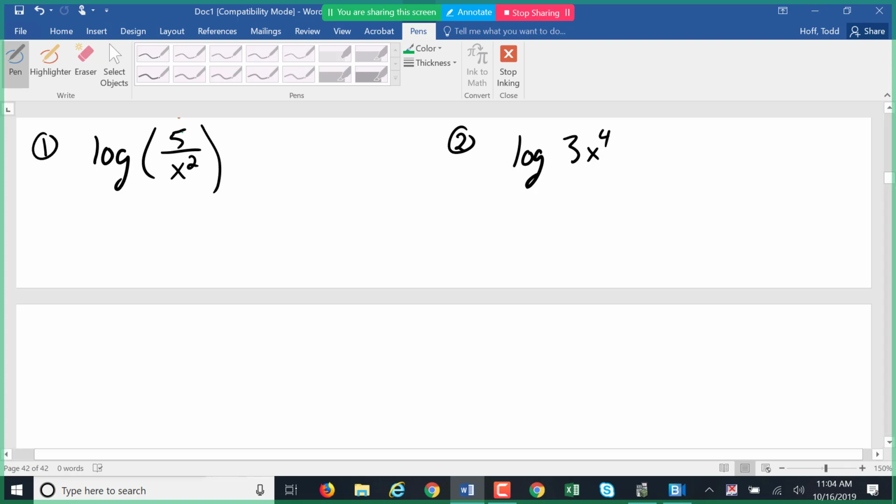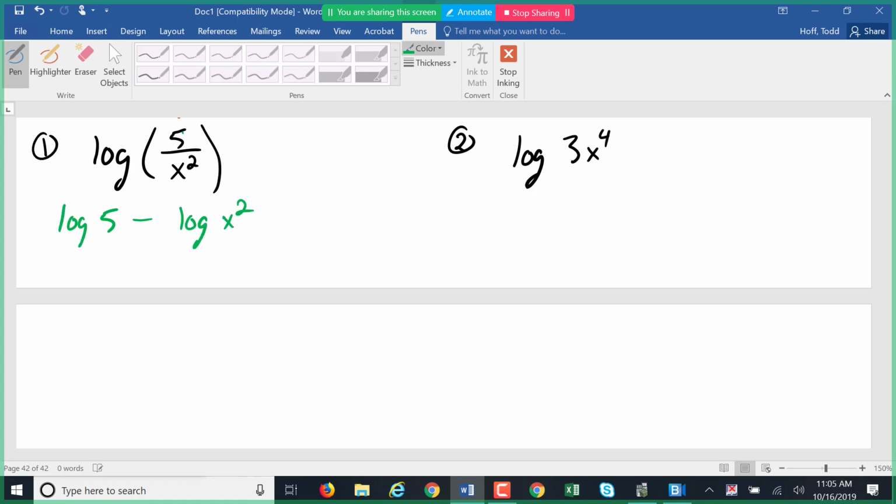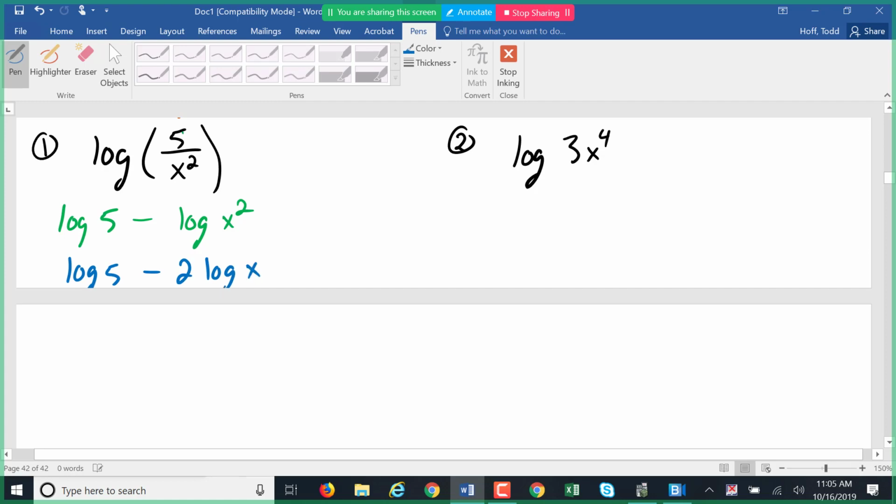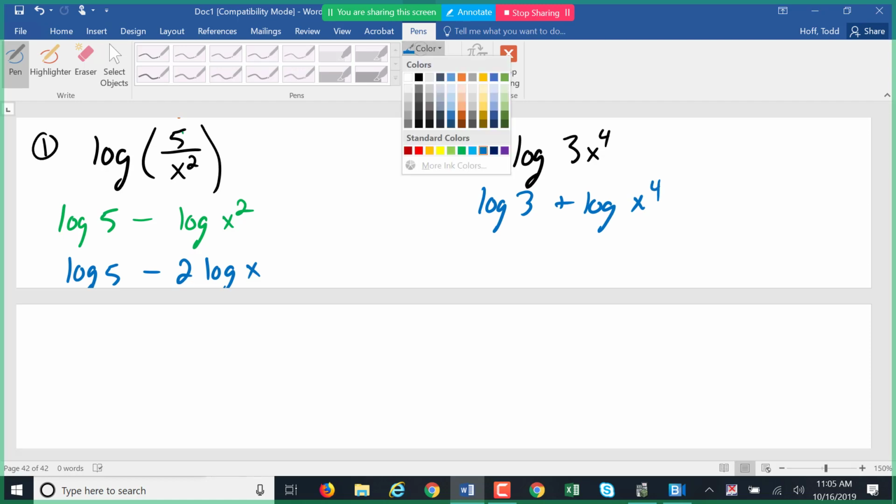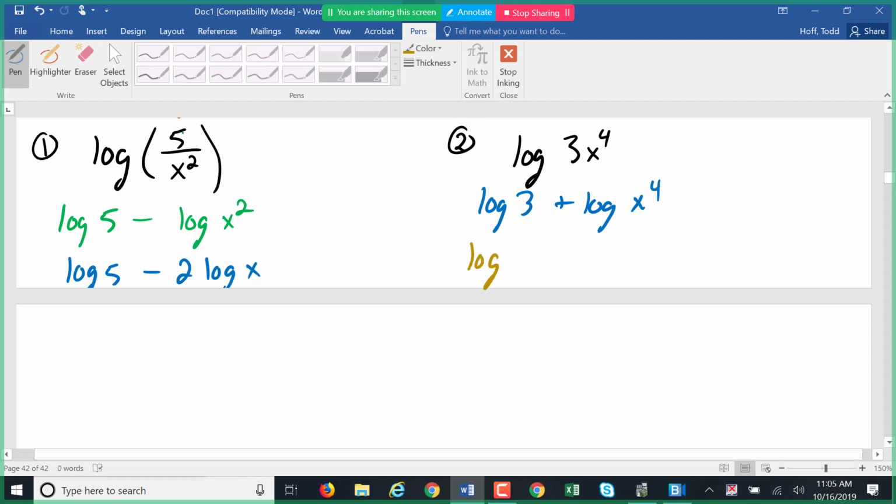So 5 over x squared, so that's going to be log of 5 minus log of x squared. Then we'll split up the x squared. This will be log of 5 minus 2 times the log of x. Over here, log of 3x to the fourth. That'll be log of 3 plus log of x to the fourth. We split up the multiplication first. So then log of 3 won't change, but x to the fourth will be 4 log of x.